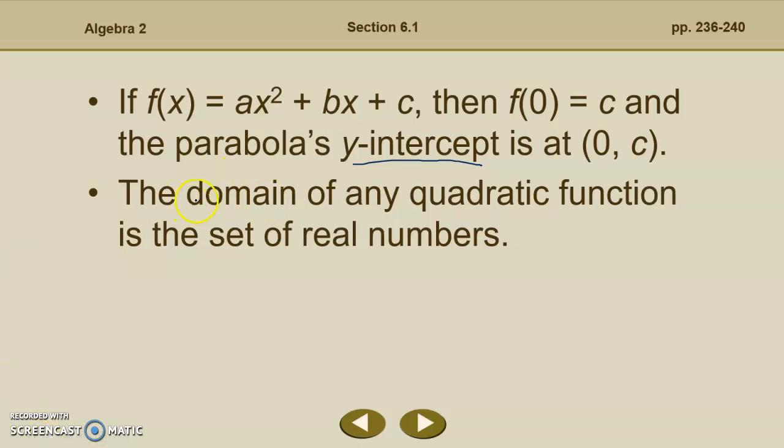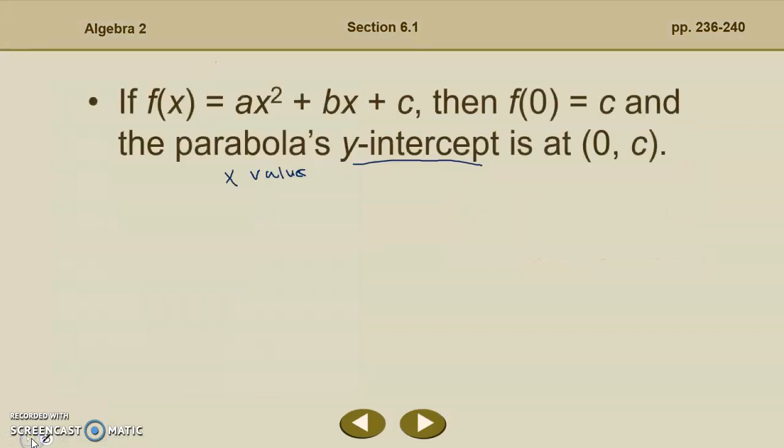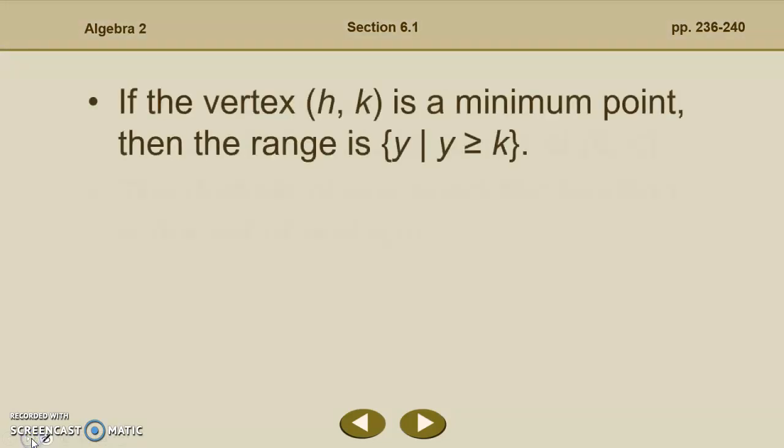When we're talking about the domain of a function, remember domain is just the possible x values. And when you look at the domain of a quadratic function, it's always the set of real numbers. If you look at that parabola on the previous page here, you can see that this right side will keep on going and going and going, and the parabola will keep getting wider and wider and wider. So the possible domain, the possible x values, is all real numbers.